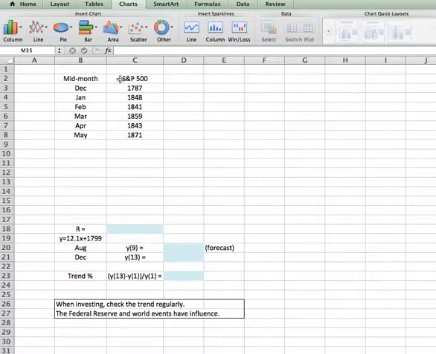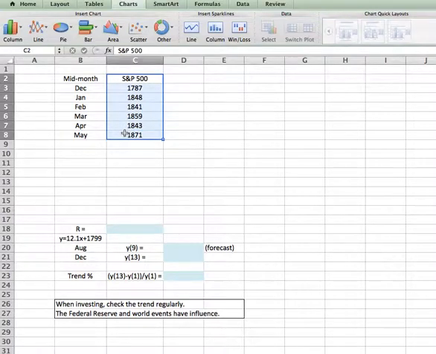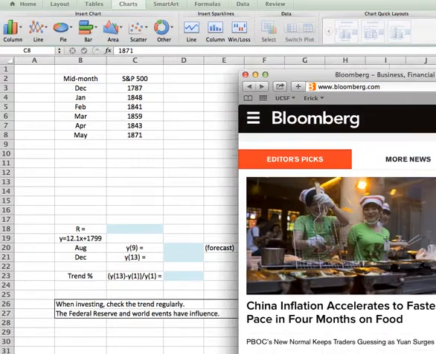First, notice that I have some data already keyed in here. It's the S&P 500 closing price for December, January, February, March, April, and May. I took it from the 15th of each of these months. So on May 15th, it closed at 1871. Let's take a look at where I got that.